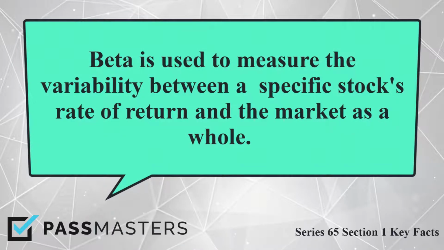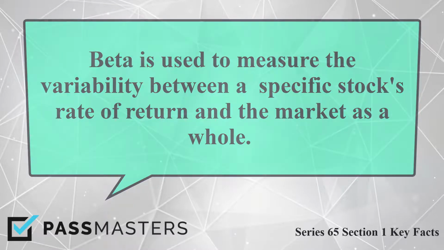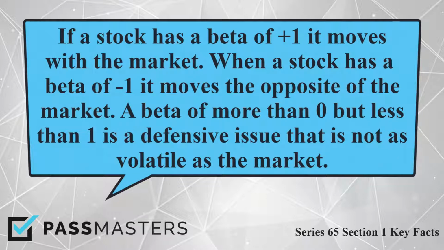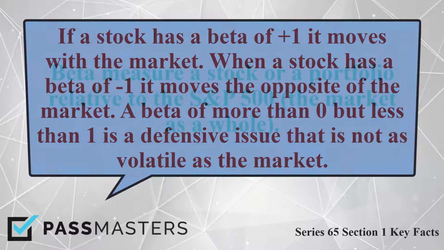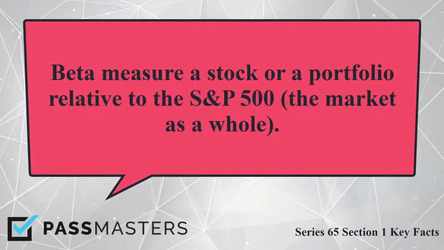Beta is used to measure the variability between a specific stock's rate of return and the market as a whole. If a stock has a beta of +1, it moves with the market. When a stock has a beta of -1, it moves the opposite of the market. A beta of more than 0 but less than 1 is a defensive issue that is not as volatile as the market. Beta measures a stock or a portfolio relative to the S&P 500, the market as a whole.